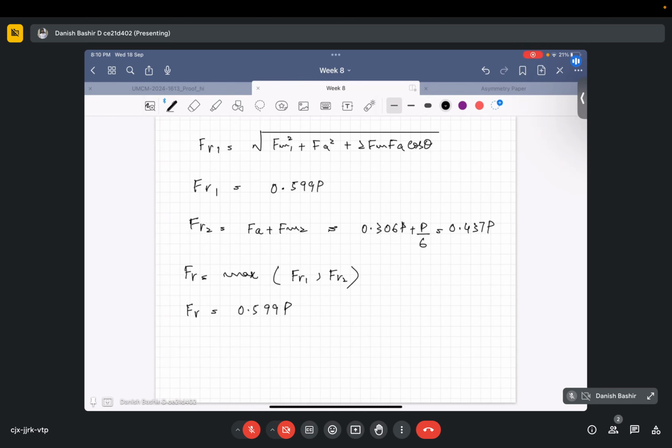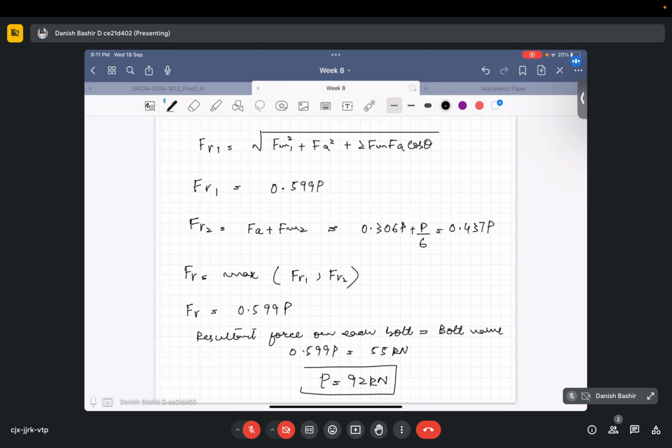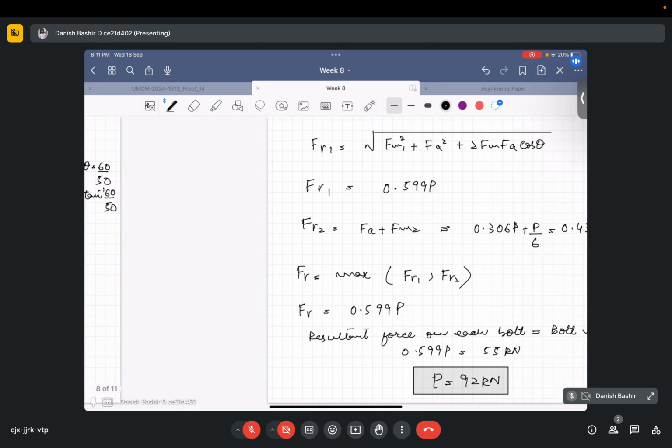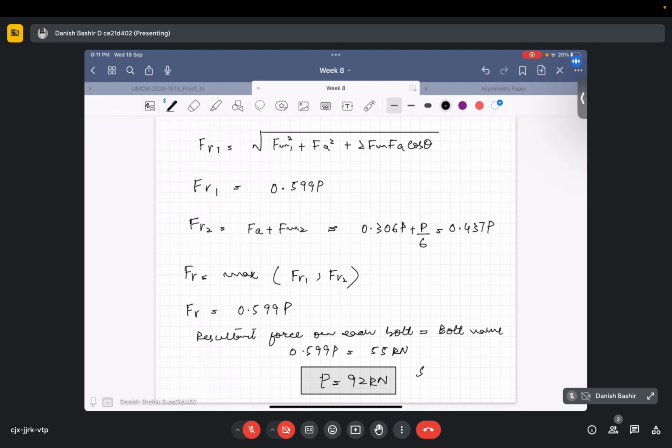Now this resultant force on each bolt should be at most equal to the bolt value. So 0.599 P should be equal to the bolt value, which was coming out to be 55 kilonewton. If we solve this equation, we will get the value of P to be equal to 92 kilonewton. So 92 kilonewton is the safe load that can be transmitted by this connection having 6 bolts. Okay, safe load transmitted.